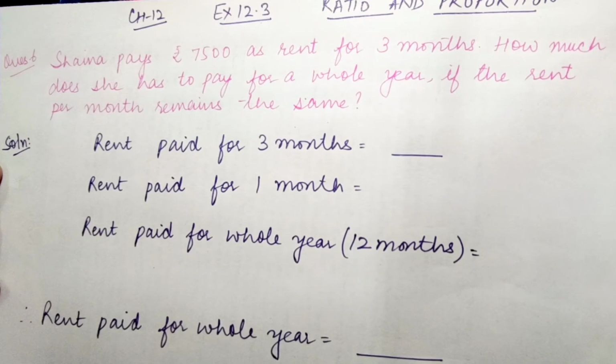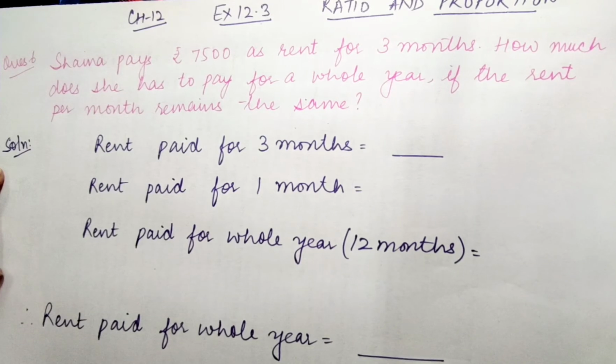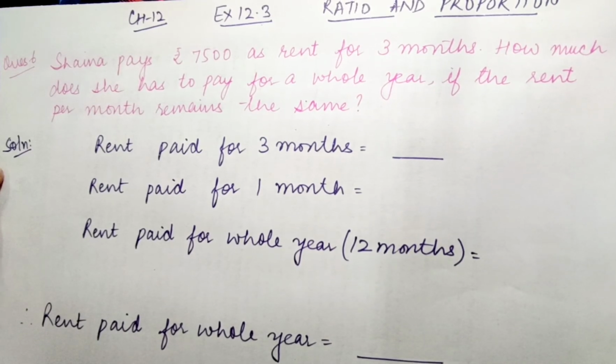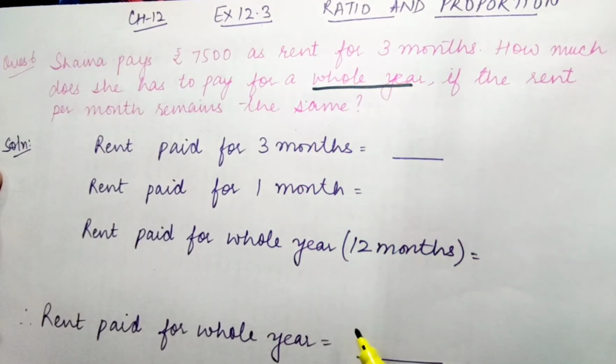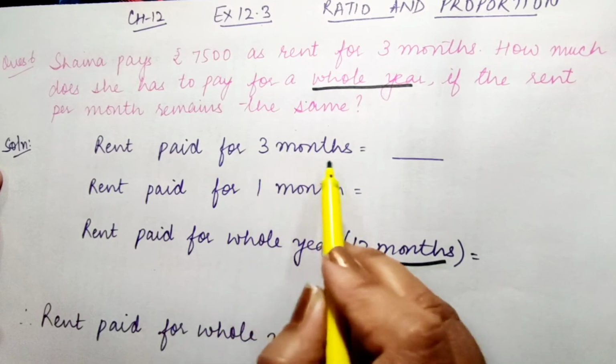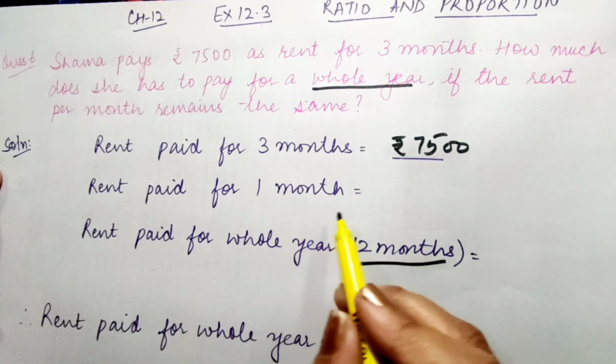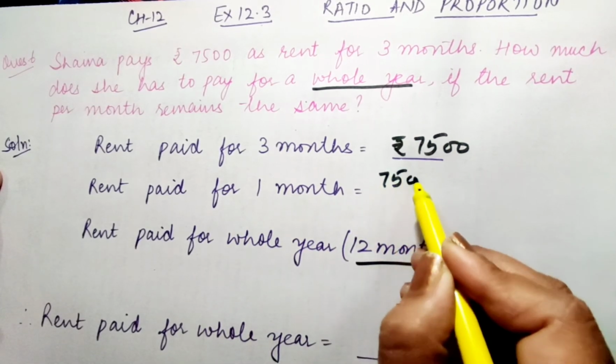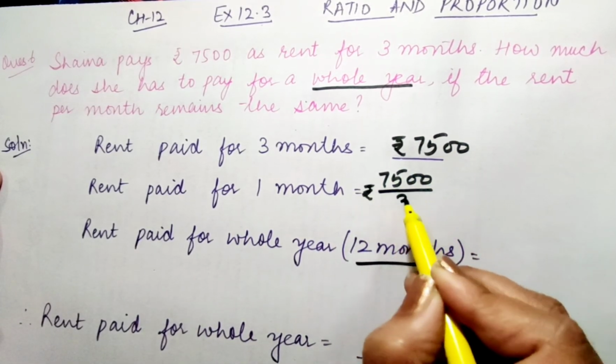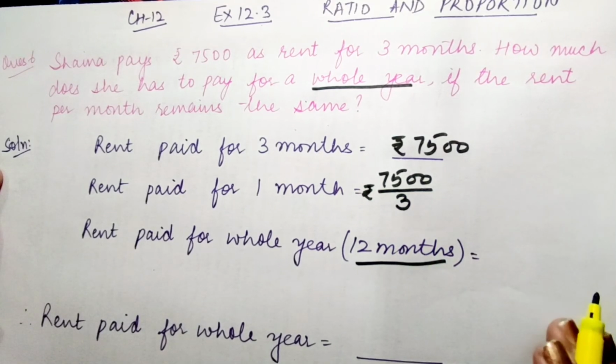Now let's check question number 6. So question number 6 says Shaina pays rupees 7500 as rent for 3 months. How much she has to pay for the whole year? Whole year means the 12 months. Okay, so if the rent per month remains the same, so we need to find out the rent. So rent paid for 3 months is rupees 7500. Rent for 1 month will be 7500 divided by 3, upon 3 or divided by 3, one and the same thing.